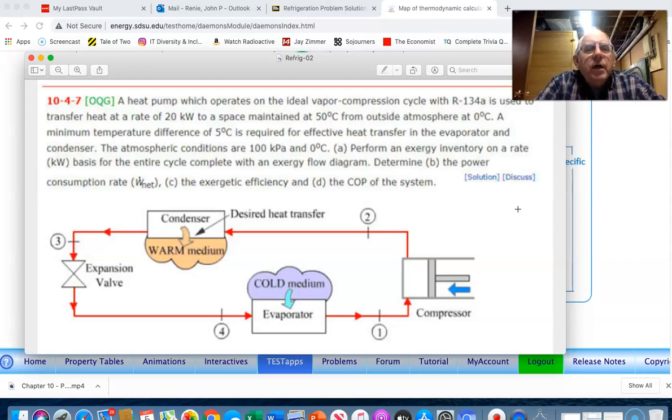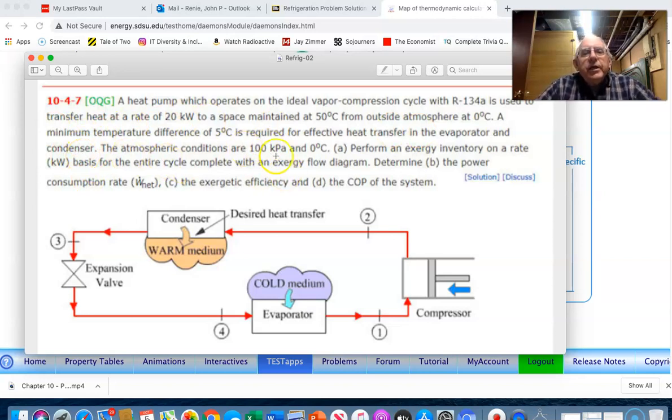and it is used to transfer heat at the amount of 20 kilowatts to a space that's maintained at 50 degrees Celsius. Okay, and the outside temperature is 0 C. A minimum temperature difference of 5 degrees C is required for heat transfer in the evaporator and in the condenser.